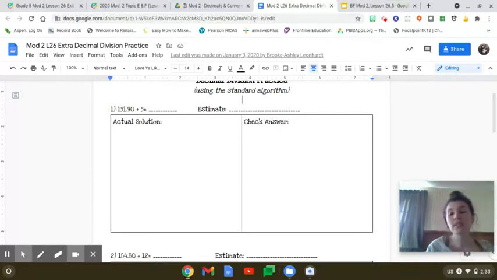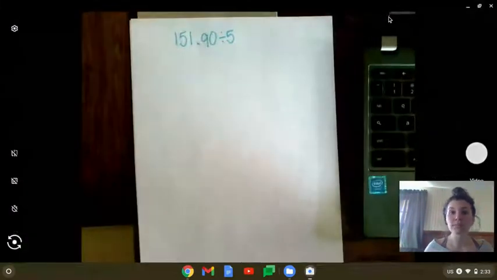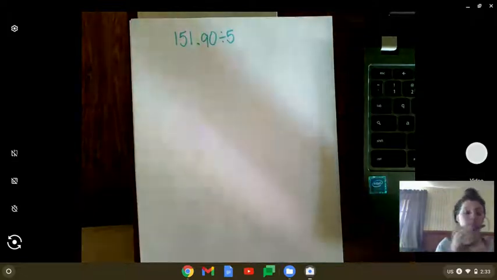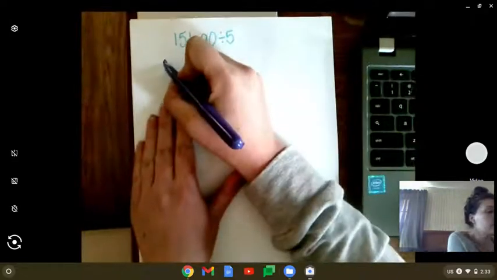So you will notice there's a couple different parts that you need to do for each problem. You're going to have to estimate. You're going to have to find the actual solution. So you're going to have to long divide using the real numbers. And then you're going to have to check your work. So let's start doing all 3. So the first thing we are going to do is we are going to estimate.